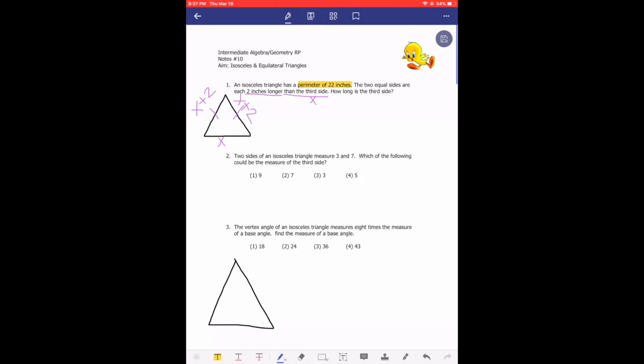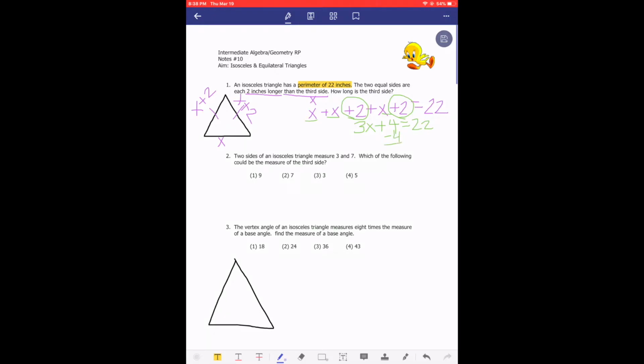Now I'm going to set up my equation because I know my perimeter is 22. So if I add up all the sides, x plus 2 plus x plus 2, I would get 22. Now we are going to combine our like terms. So I have x plus x plus x, that would give me 3x. And then I have plus 2 plus 2. So 2 plus 2 will give me 4. 3x plus 4 equals 22.